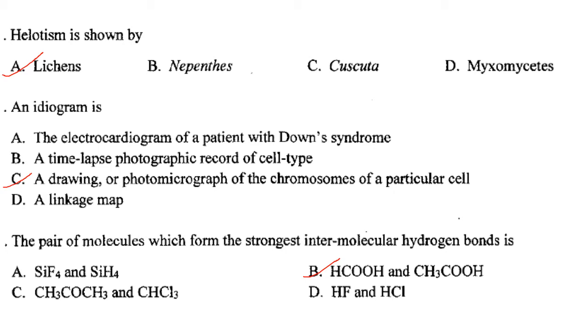Then an ideogram is. So an ideogram is the diagrammatic representation of karyotype showing all the morphological features of the chromosomes grouped on the basis of position of centromere and ordered in a series of decreasing size. So the answer is option C, that is a drawing or photomicrograph of the chromosomes of a particular cell. Then next one, the pair of molecules which form the strongest intermolecular hydrogen bond is. So it is HCOOH and CH3COOH. Answer is option B.